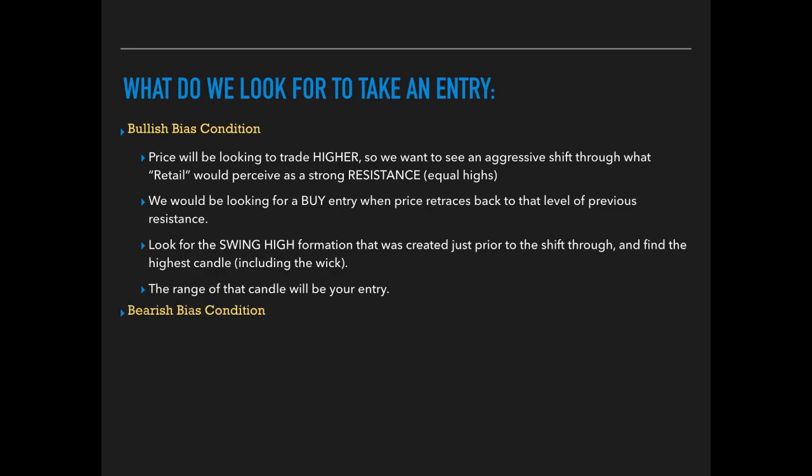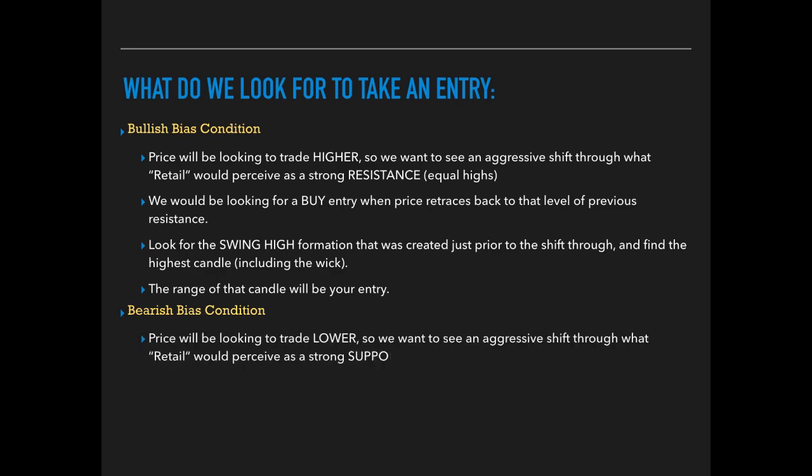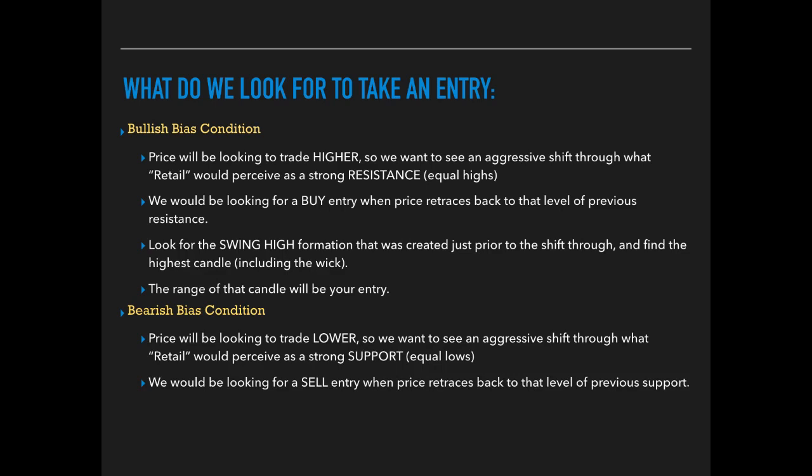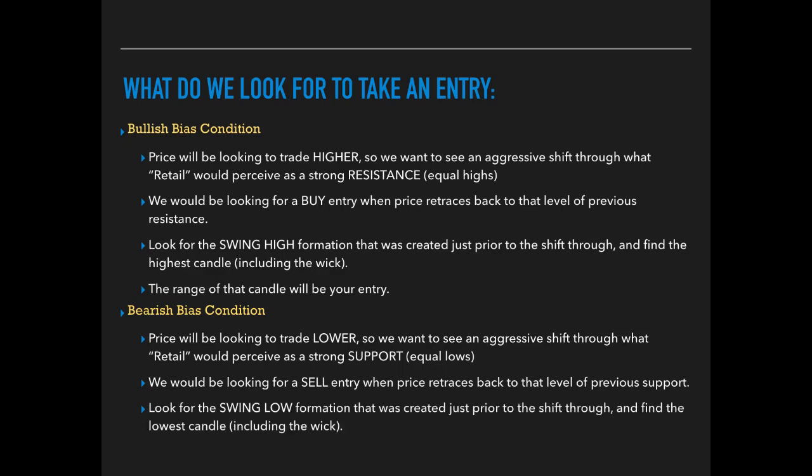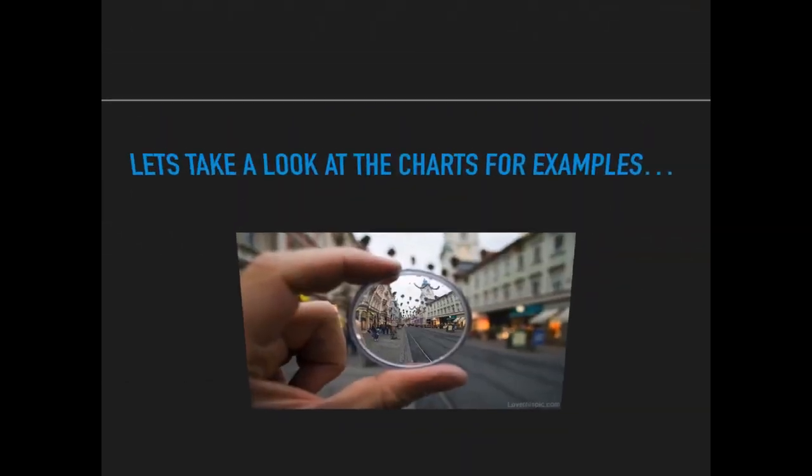Conversely, in a bearish bias condition, because price is looking to be trading lower, we want to see an aggressive shift through what retail would perceive as a strong support. That would be equal lows, double bottom W's, right? Price is going to want to trade through those, and then we would be looking for a sell entry when price retraces back to that level of previous support. Same thing: you're going to look for the swing low formation that was created just prior to that shift through, then find the lowest candle, including the wick, and the range of that candle is going to be your entry. All right, so let's take a look at some chart examples to illustrate what I'm talking about here.